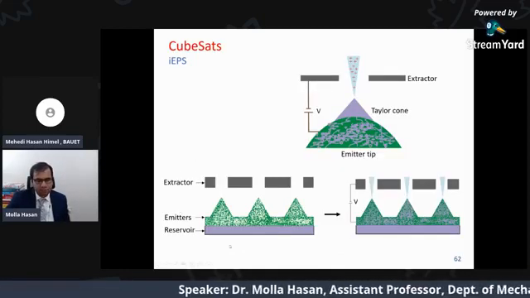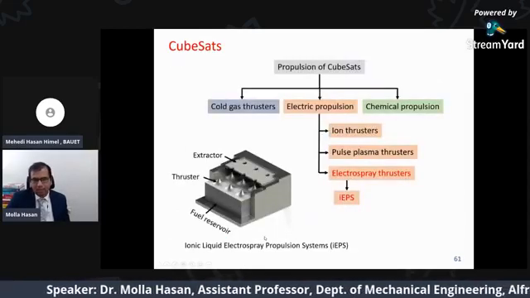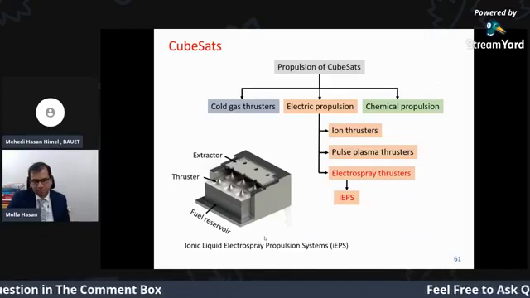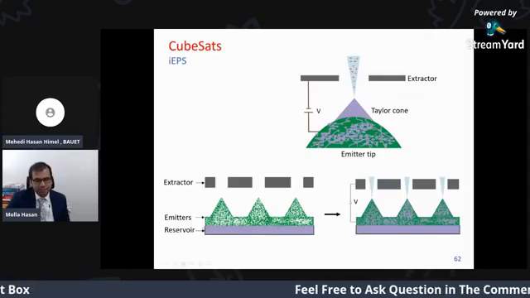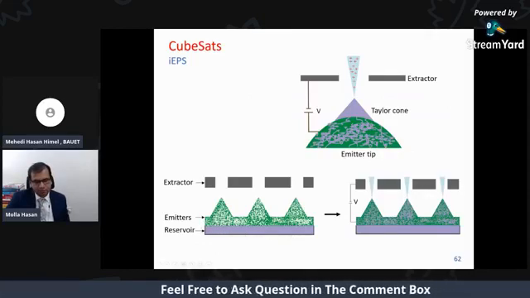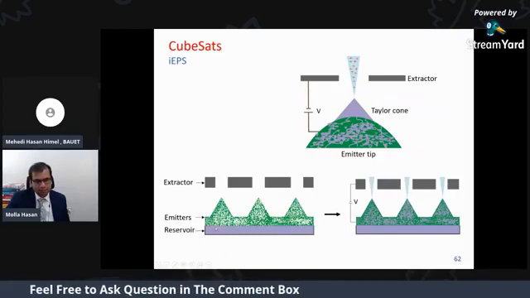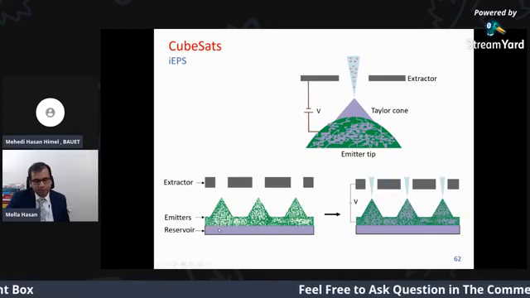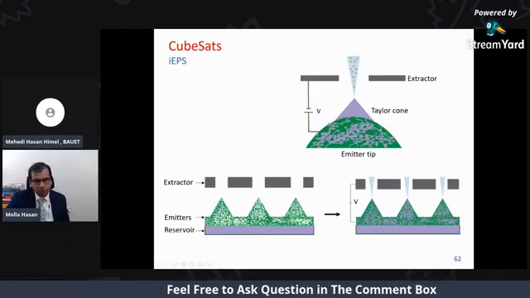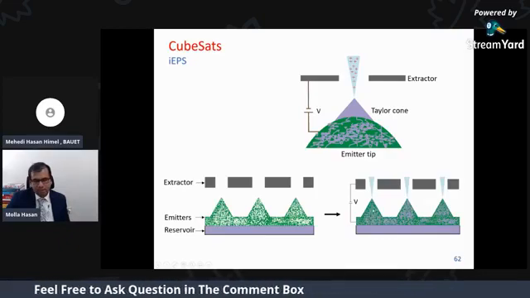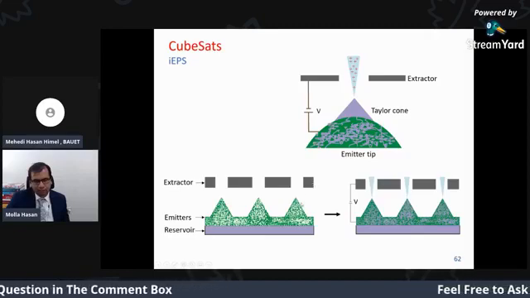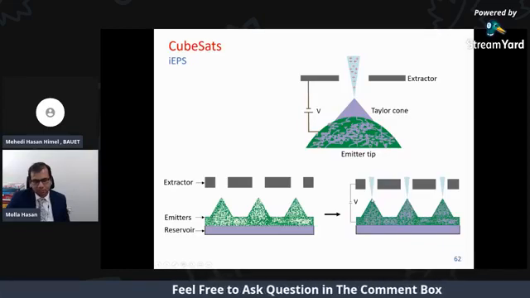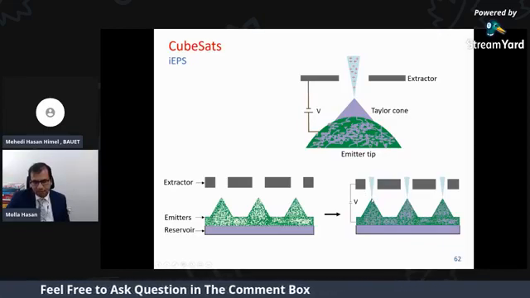So one of the technologies we call electrospray thrusters, the Ionic Electrospray Propulsion System, IEPS. The idea is you have a reservoir and you are going to use some emitters. Those are porous, and because of the capillary action, the fluid from the reservoir diffuses through these emitters, and you have a high potential difference, and the liquid is sprayed from these emitters because of the electrostatic pressure.